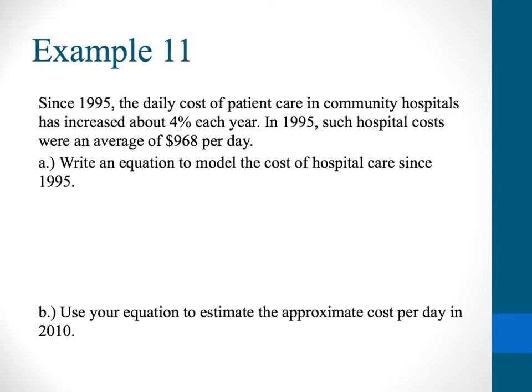So what we are going to do is, we know that this is an exponential growth. So I have my y equals a times b to the power of x. I'm going to start out with y equals. And in this case, remember, a is our initial or starting amount. So I'm starting out with $968 because this problem is based off the year 1995. In 1995, we know that the average cost was $968 per day.